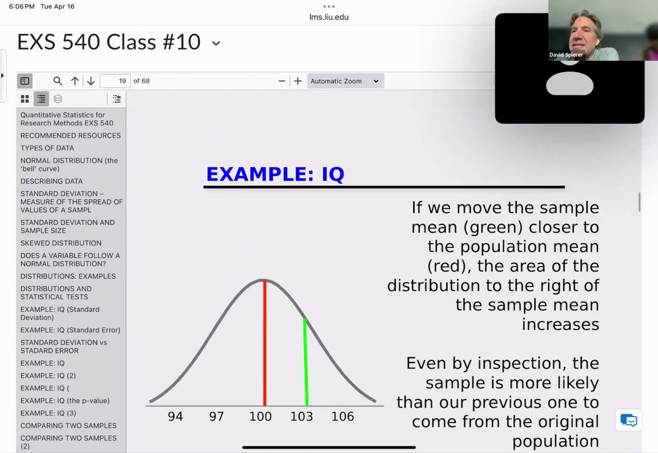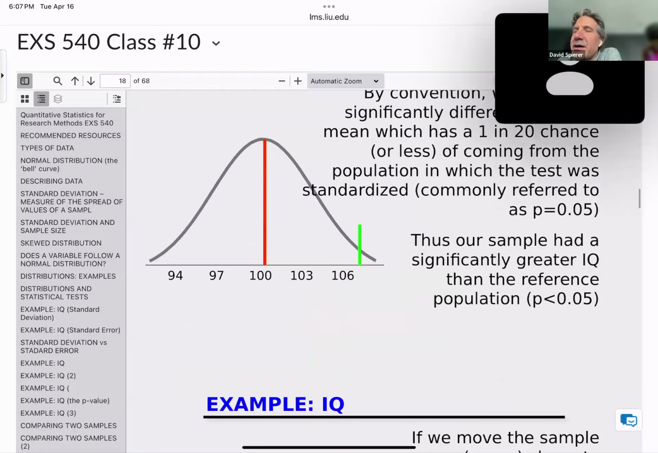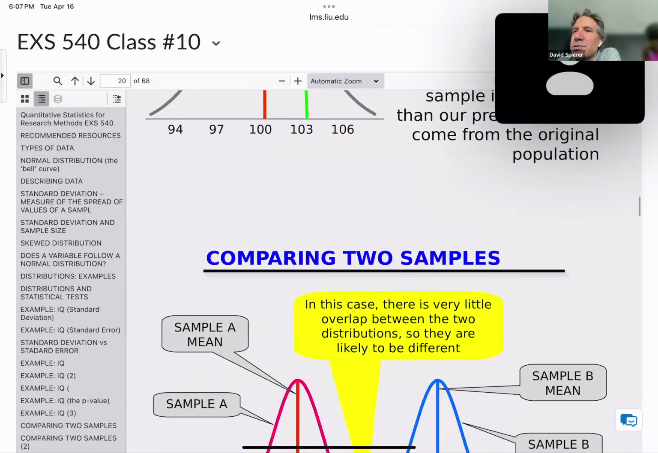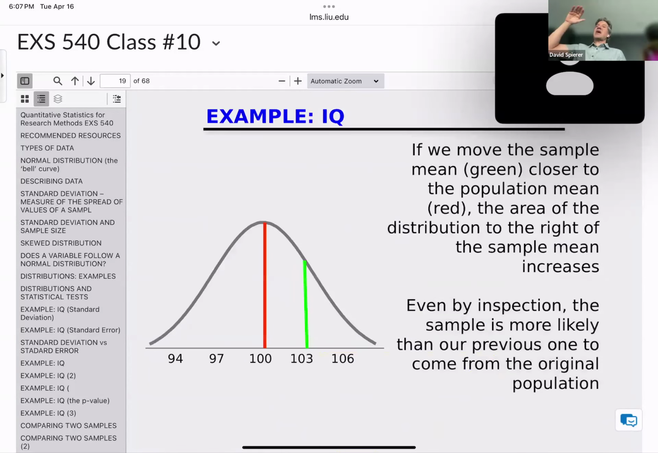So the example is that once we start to move closer to the average here, the green moving closer to the red, what do you think happens to the p-value? What happens to the probability of the green getting closer to the red? Does the probability increase that that's going to happen, or does the probability decrease that that's going to happen? Increases. Why is that? Why do you think?